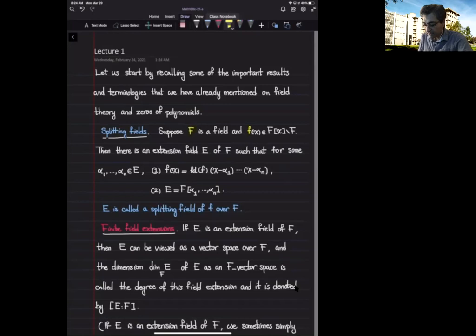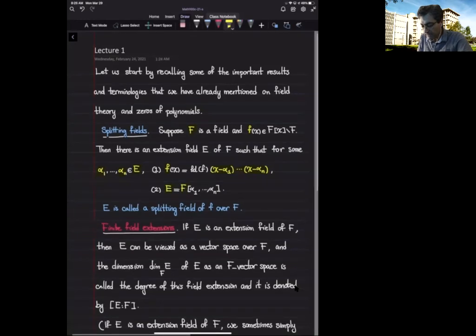And again, it means that I can find elements alpha 1, alpha 2, alpha n inside this field E, and write down the polynomial f as a product of these degree 1 factors, which means I can find all these zeros inside this larger field. And this larger field is generated by the base field capital F and these zeros of the polynomial small f.